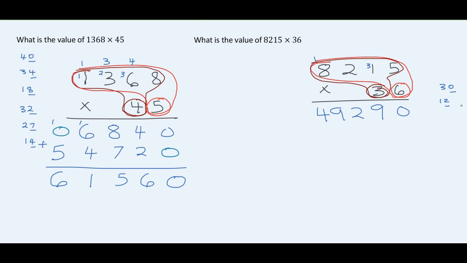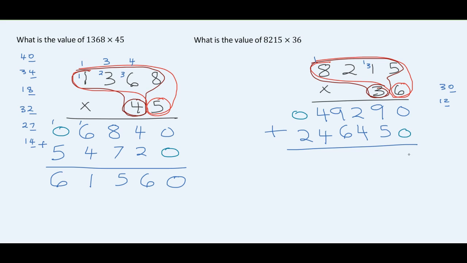So we have 5 times 3, we have 15. So we're going to write 5 down and carry 1 up here. 1 times 3 is 3, plus 1, we have 4. 2 times 3, we have 6. 8 times 3, we have 24. Now we're going to fill up all the open spots with zeros and then add the numbers together.